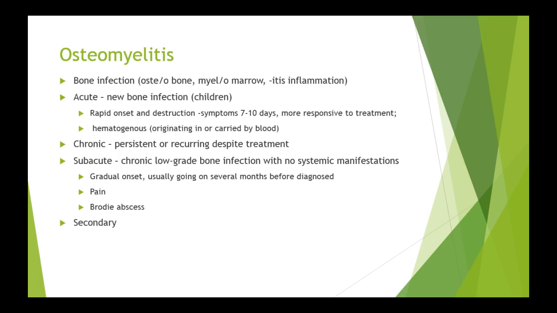Chapter 13 also deals with osteomyelitis. So, itis is inflammation, osteo is bone, and myelo is the bone marrow. So this is basically a bone infection, and they can be classified as acute, chronic, subacute. Acute is usually most commonly what we see in children. And this is the term they will use for a new bone infection. It usually comes on very rapidly. We see symptoms within usually 7 to 10 days.